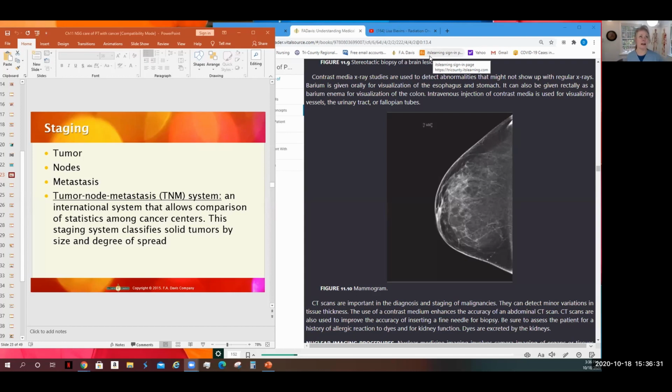Contrast media X-ray studies are used to determine or to detect abnormalities that might not show up with regular X-rays. Barium is given orally for visualization of the esophagus and stomach. It can also be given rectally as a barium enema for visualization of the colon. Intravenous injection of contrast media is used for visualizing the vessels, the urinary tract, or fallopian tubes.